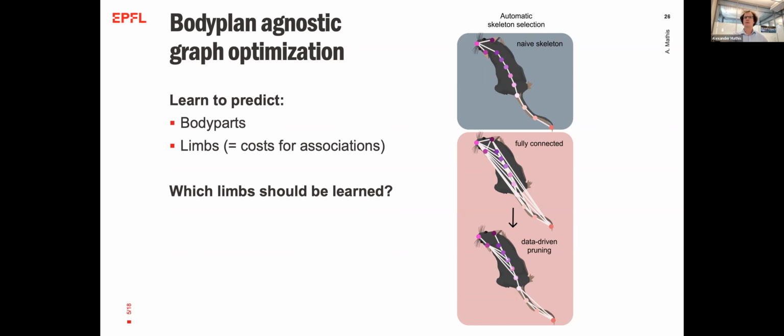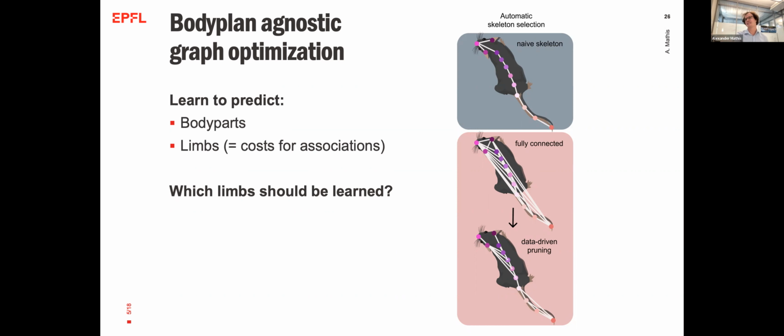So what we did is we came up with a body plan agnostic graph optimization method. Essentially, the user doesn't need to do anything. You just label the body parts you're interested in. And then as a first step, we train the model to predict all the possible edges in the graph. Then at evaluation time, we take the training set and we compute which limbs are good at identifying whether, for example, the wrist belongs to the elbow or not.